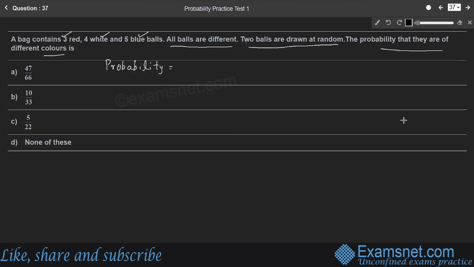Probability is equal to the number of favorable outcomes divided by the total number of outcomes. Here in this case, the total ways of getting 2 balls out of the total number of balls, so there are 3 plus 4 plus 5 balls. So 7 plus 5 is 12 balls. So out of 12 balls, in how many ways 2 balls can be drawn, which is nothing but total outcomes.